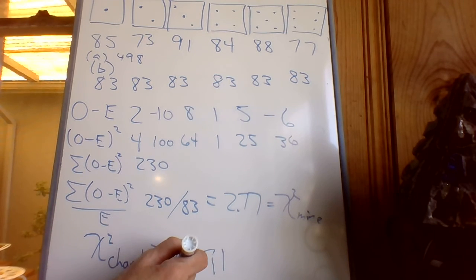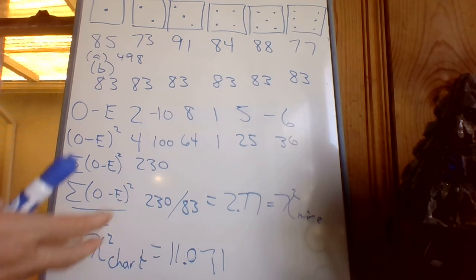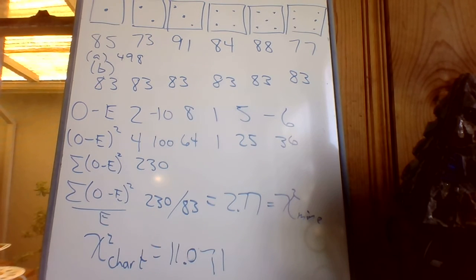Now this 11.071, anyone who works in Vegas who has to test the die would know this, okay? Because it's always going to happen. You're always going to have a 6-sided die, so you're always going to go down to 5. You're always going to go with the industry standard. So anytime you're testing dice, you always compare your answer to 11.071.